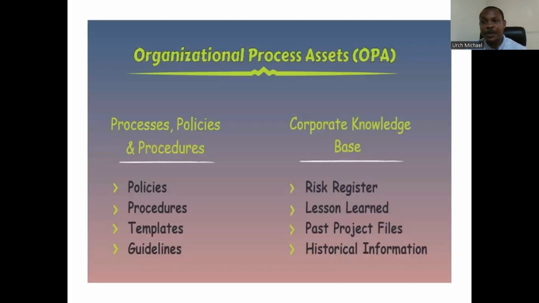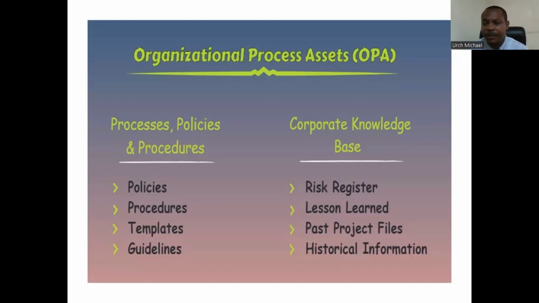And also, we have the second one, okay, an explanation to the OPAs here. We have the breakdown here. The OPAs are divided into two. I can group them into two. The processes, policies, and procedures, like we saw, and then the corporate knowledge base. Okay, so in the processes, policies, and procedures, we have the policies of the organization. You need to know the policies, the rules of the organization. Otherwise, if you break the rules, you're going to be in trouble. So you want to make sure that you play by the rules.